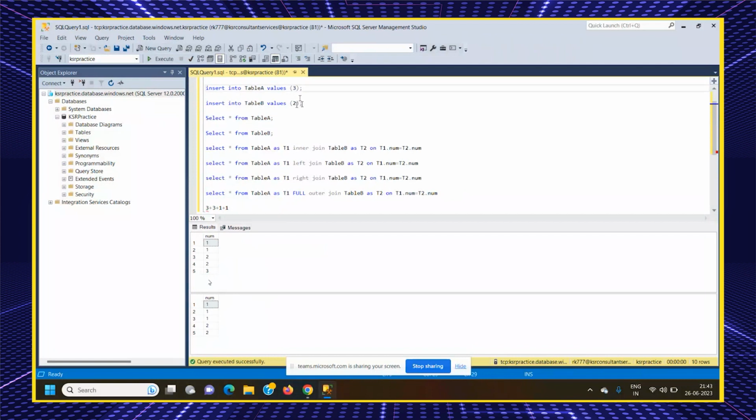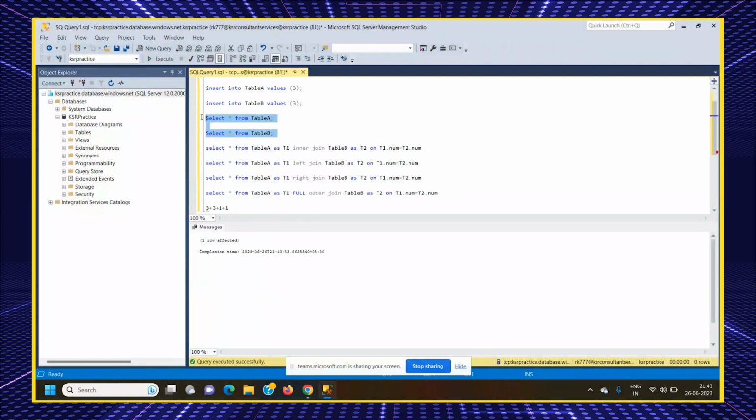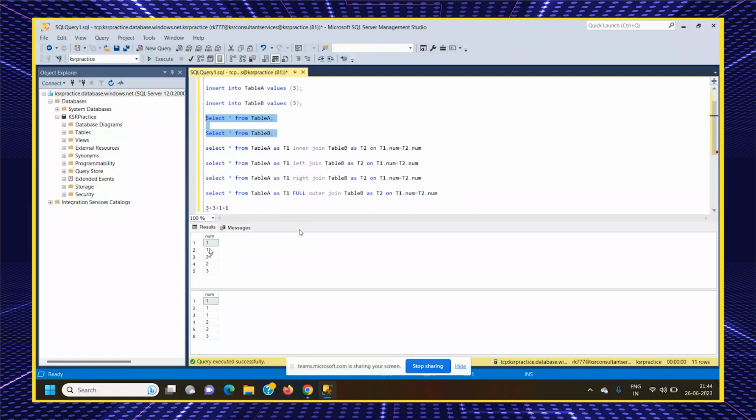So we have a 3 here. We would add an additional 3 in table B. So in table A, we have 5 records, and in table B, we have 6 records. So in case of inner join, how does an inner join look like?